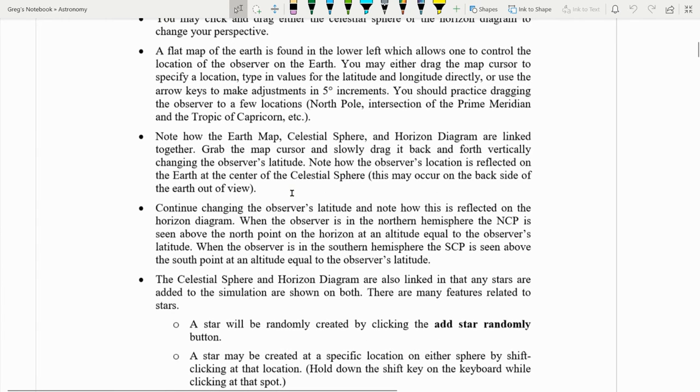Note how the Earth map, celestial sphere, and horizon diagram are linked together. Grab a map cursor and slowly drag it back and forth, vertically changing the observer's latitude. Note how the observer's location is reflected on the Earth at the center of the celestial sphere.